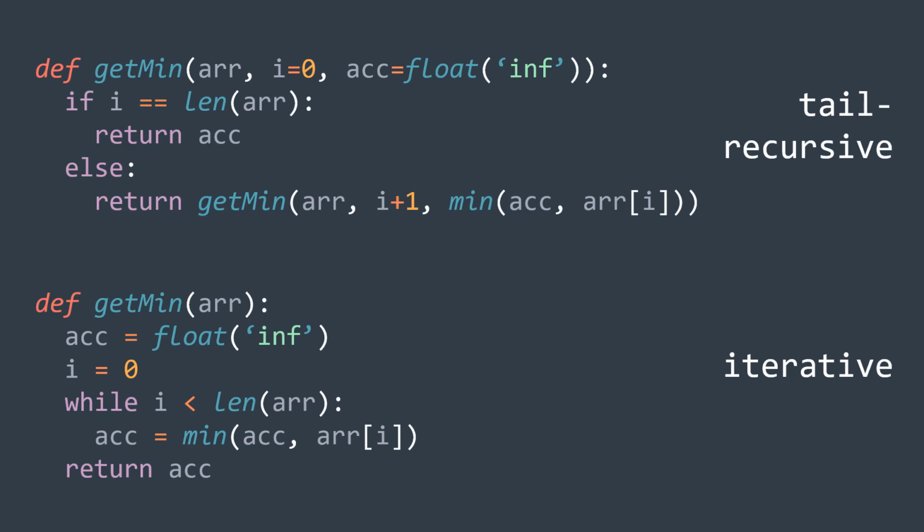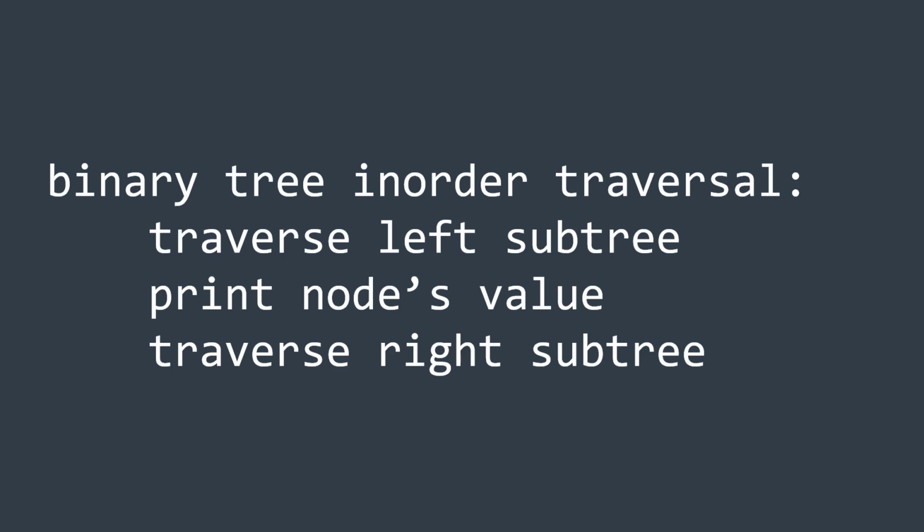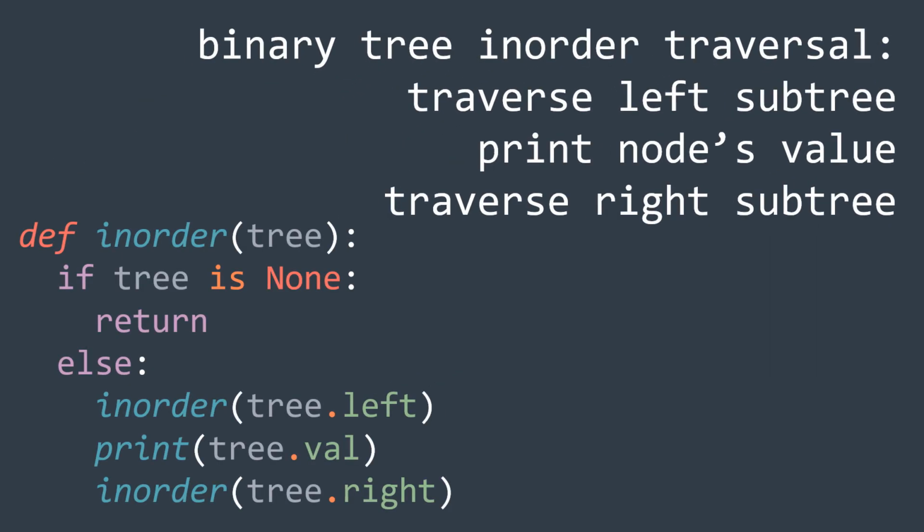Next example, we want to print a binary tree by using the in-order traversal. The in-order traversal says that we print the left subtree, we print the node's value, and we print the right subtree. So in code, we would write this.